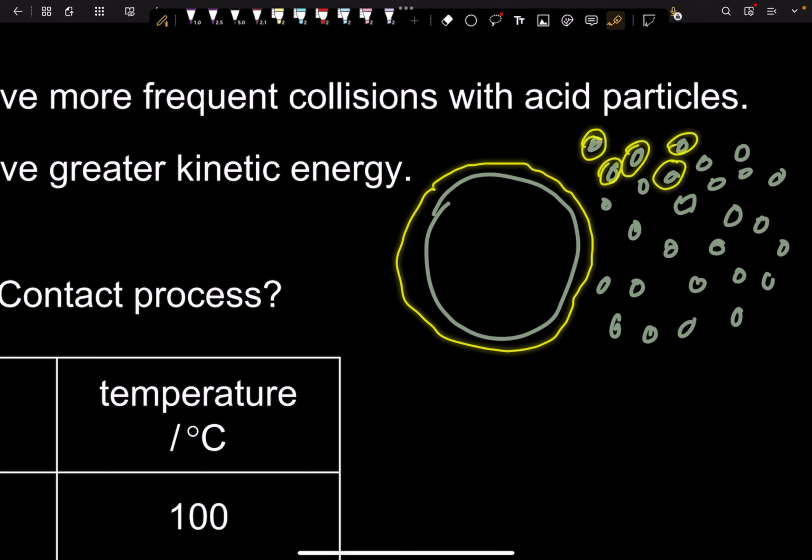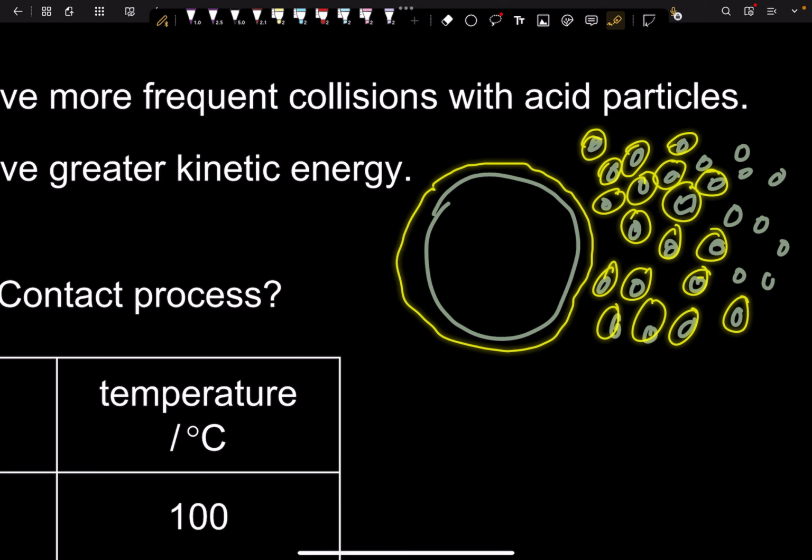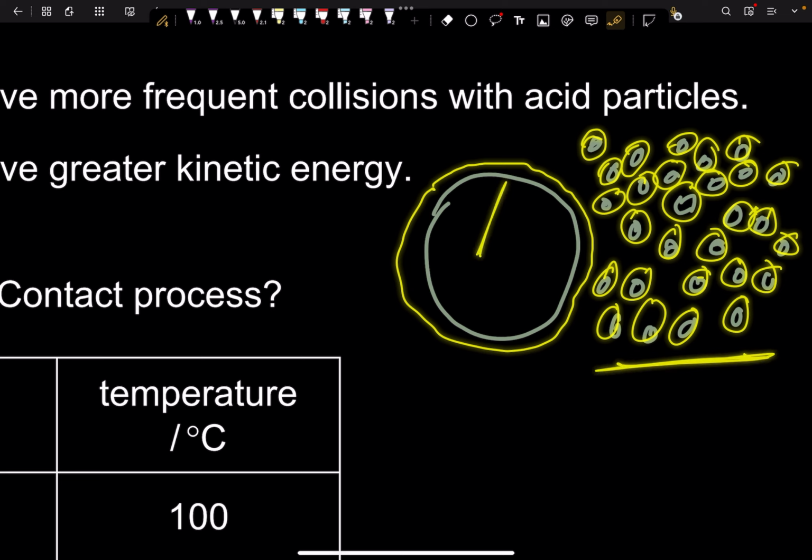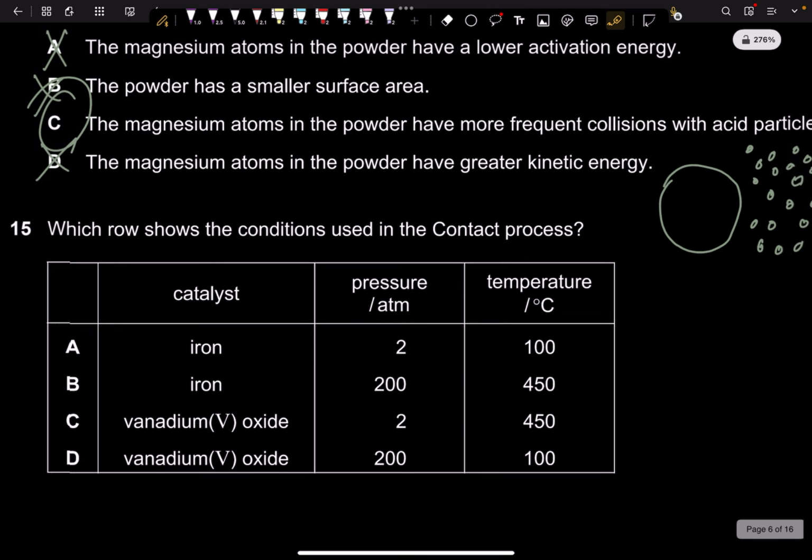What do you guys think? What is going to be greater? All the yellow boundaries combined or the single yellow boundary? Obviously all the yellow boundaries combined, because now it has a greater surface area. Okay? If you combine these yellow boundaries, these smaller ones, they're going to be greater. क्योंकि देखें इसके अंदर वाला part भी expose हो जाता है by making it into powder form. So more reactant particles can collide.